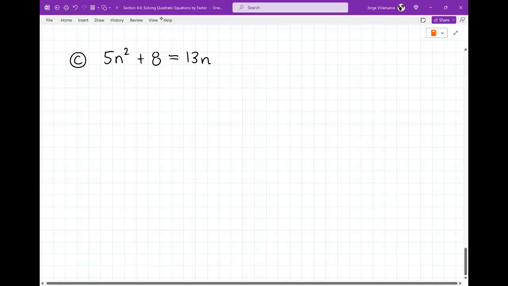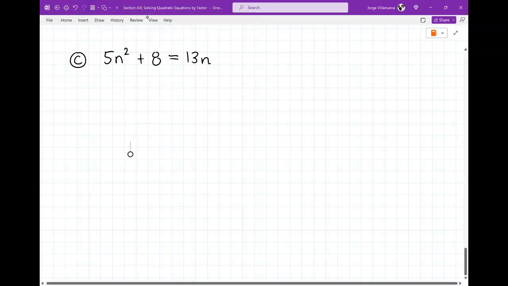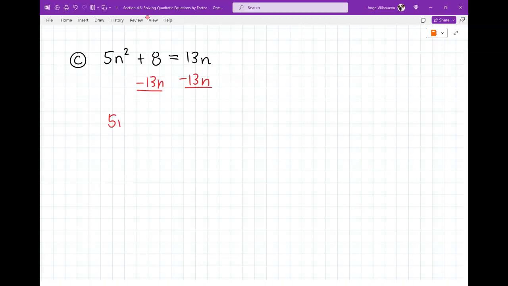I don't know how you like to do that just in your head, but I'm going to actually show the step here. We're going to subtract 13n on both sides. It has to say equal to 0. So this is 5n squared minus 13n plus 8. Notice I put it in the right order because I'm going to have to factor. So I want to have my n squared first, my n second, my number at the very end. And now we're going to factor this thing.